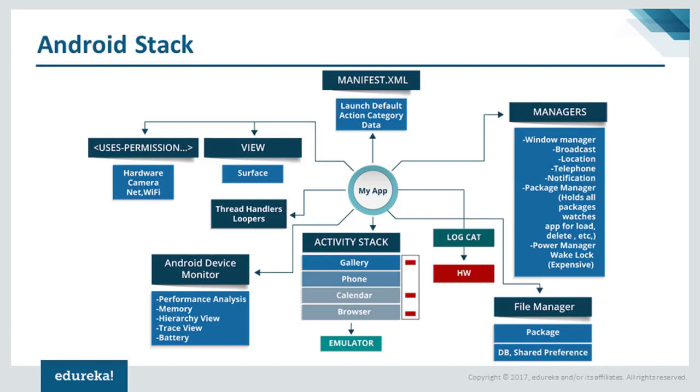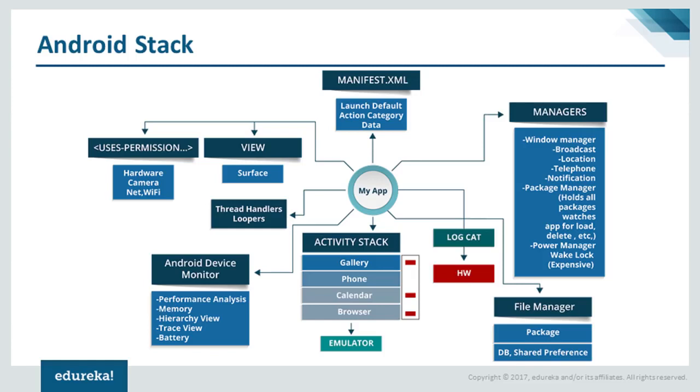For example, you have so many applications like gallery, phone, calendar, browser, and so on and so forth. Every application has its own manifest, and every manifest has a launcher. It has the action, it has the category, and it has the data in it.